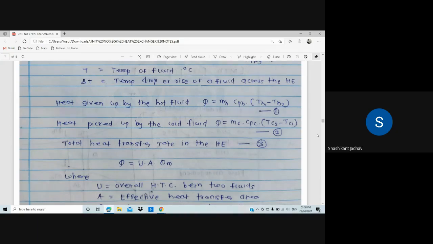Okay, similarly we have to write down the equation for the cold fluid, that is, how much heat is picked up by that cold fluid. So all of you write down, first of all, equation number 1 for the hot fluid: Q is equal to m dot H into Cph into TH1 minus TH2. That is equation number 1. Okay, then we write the next equation: heat picked up by the cold fluid.